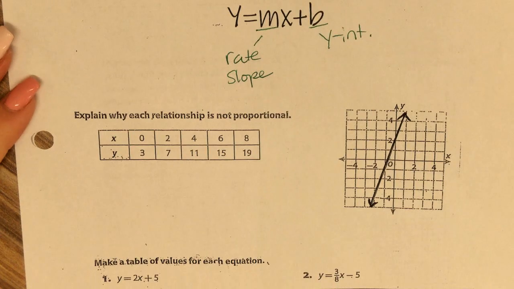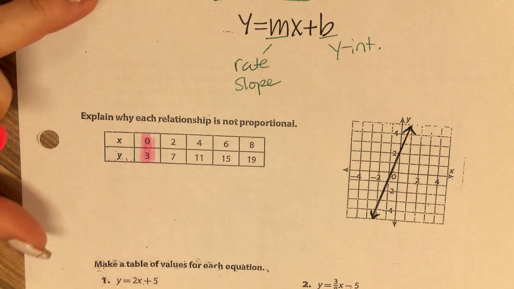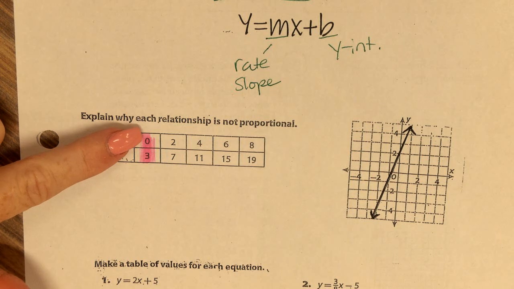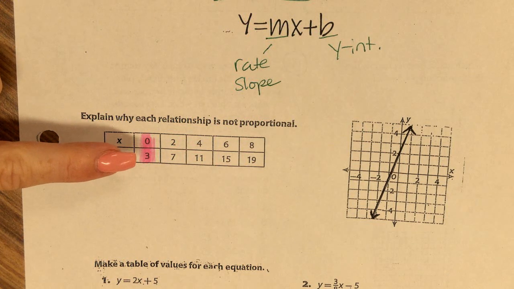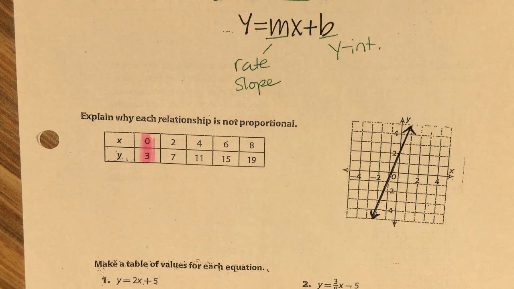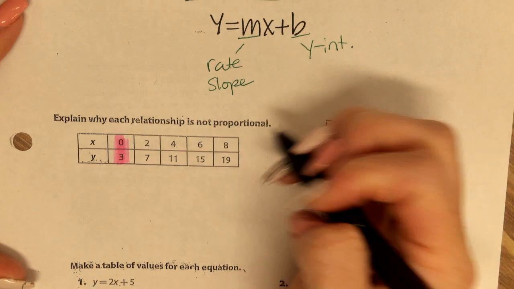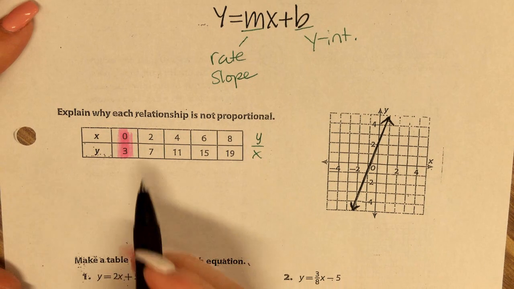So let's explain why this table is not proportional. Based off what we learned yesterday, what do you see right away? It's not passing through 0, 0. Because it is passing through 0, 3, that means the y-intercept, it's touching the y-axis at 3, and therefore this table is not proportional. The other reason: when I divide y by x, am I going to get a constant? No. So everybody look.